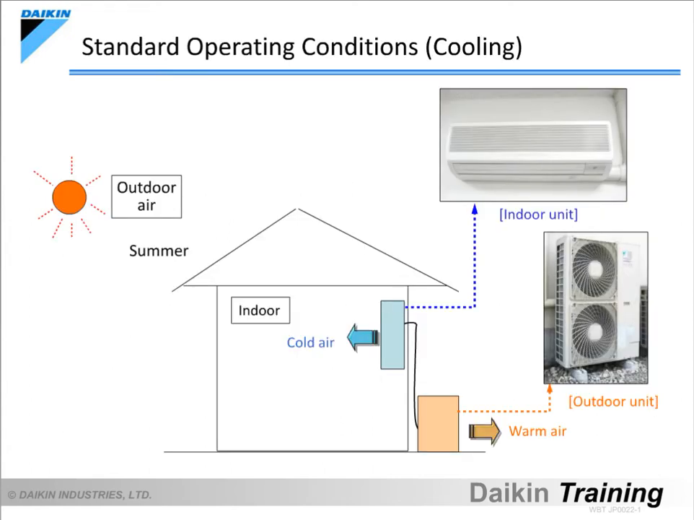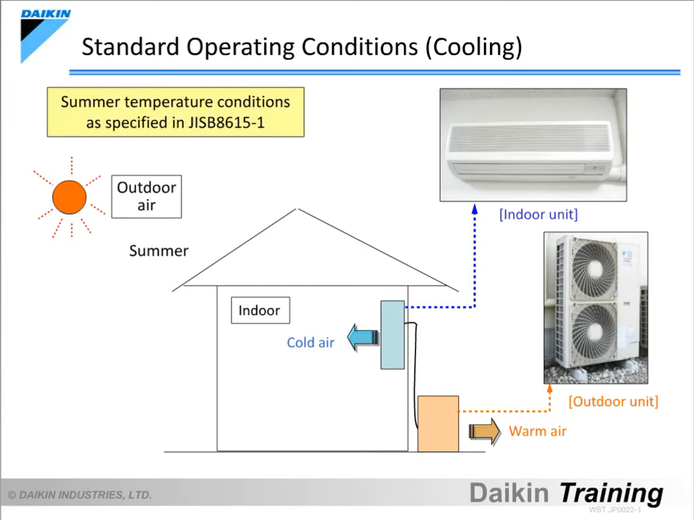The standard operating conditions during cooling, or in other words, the summer test conditions specified in the Japanese industrial standards, are outdoor temperatures of 95 degrees Fahrenheit dry bulb and 75 degrees Fahrenheit wet bulb, and room temperatures of 81 degrees Fahrenheit dry bulb and 66 degrees Fahrenheit wet bulb.